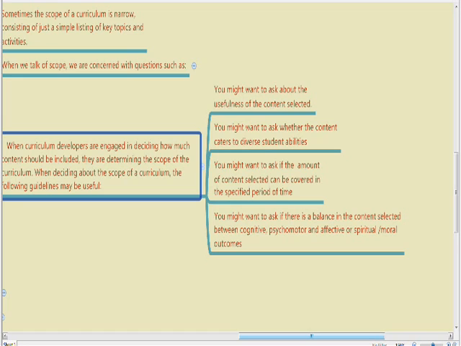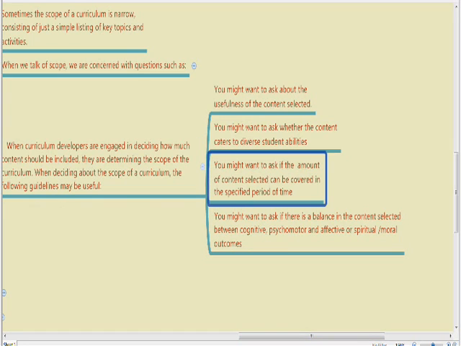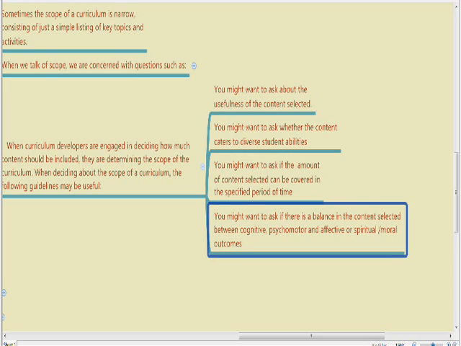You may want to ask about the amount of content selected to be covered in a specific period of time. Once again, as I was telling you just now, I'm repeating myself here. Time, the decision needs to be made. And the final one here is, you may want to ask if there is a balance between content selected between cognitive, psychomotor, affective, spiritual, moral outcomes.